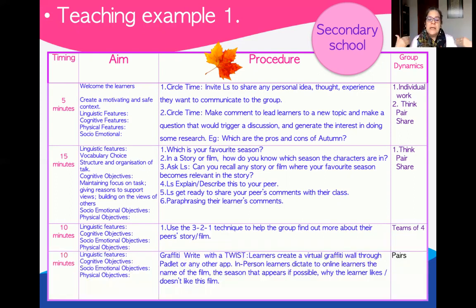And then we're going to be working this graffiti write with a twist. The learners will create a virtual graffiti wall through Padlet, maybe, or many other apps you might know. In-person learners will dictate to the online learners the names of the films, the season that appears if possible, and why the learner likes or doesn't like the film. So the ones who are online are going to be writing on the virtual graffiti wall, and the ones who are in person are going to be dictating. So you're integrating those two worlds together. This is a nice activity.